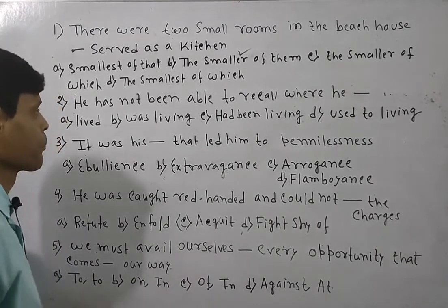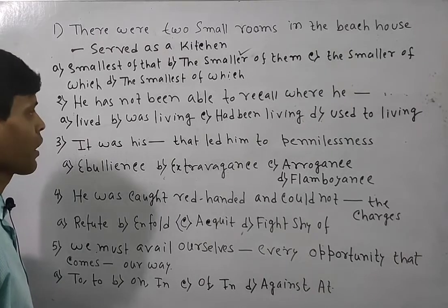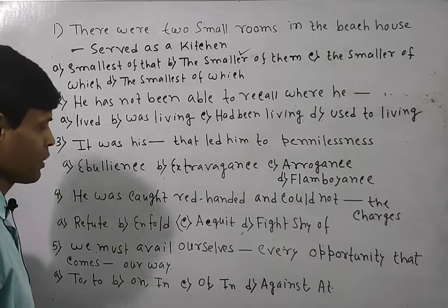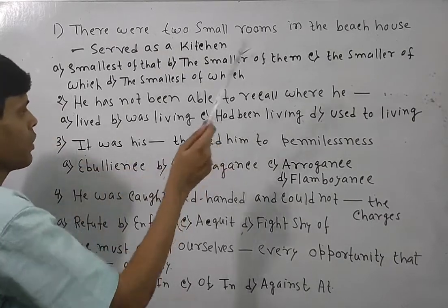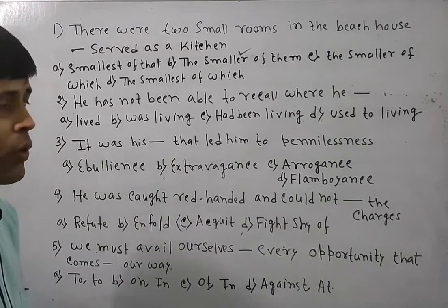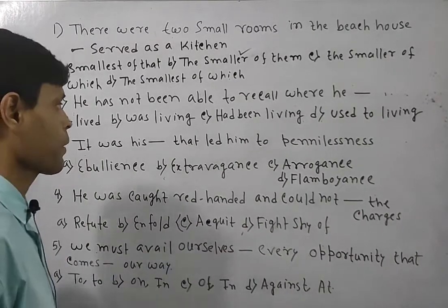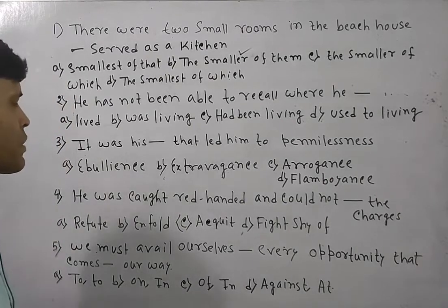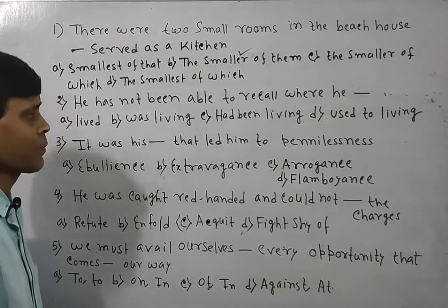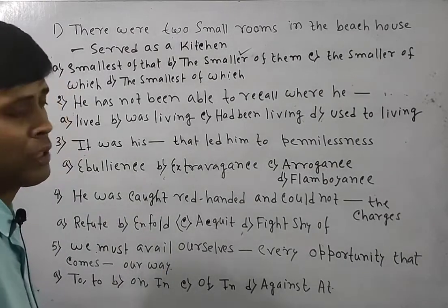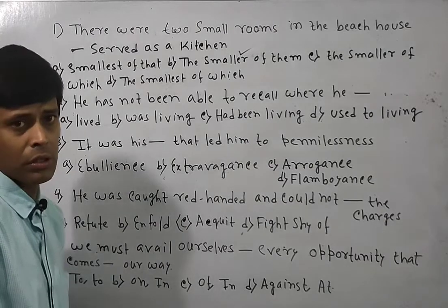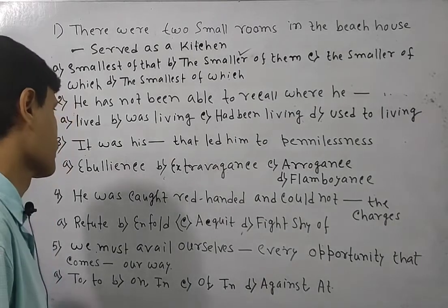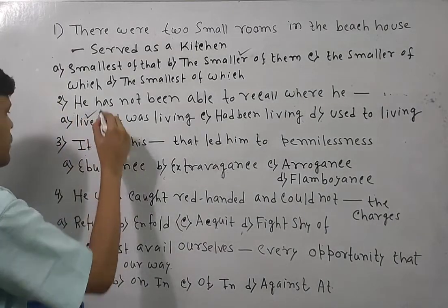Now look over the question. He has not been able to recall where he lived, was living, or had been living. I already told you that this part, been able to recall, belongs to the present perfect tense. On the contrary, the second past belongs to the simple past tense or past indefinite tense. So in case of past indefinite tense, was living cannot be the answer, had been living cannot be the answer. Used to live is totally wrong, because we should always write used to live in the past. Now the right answer is lived.